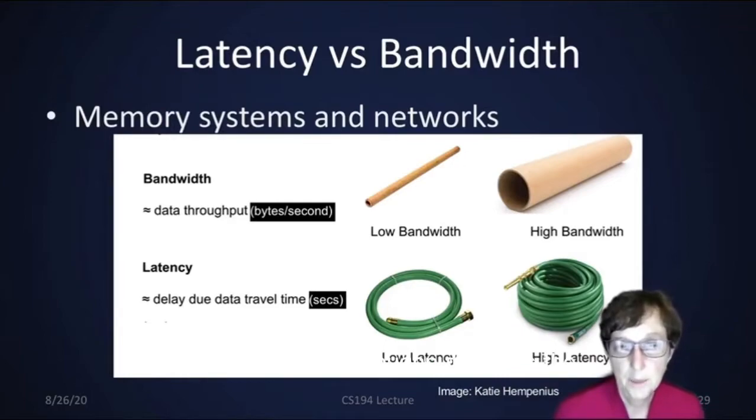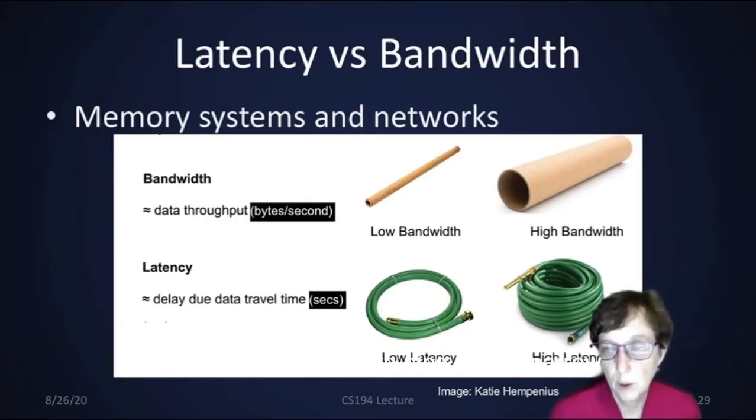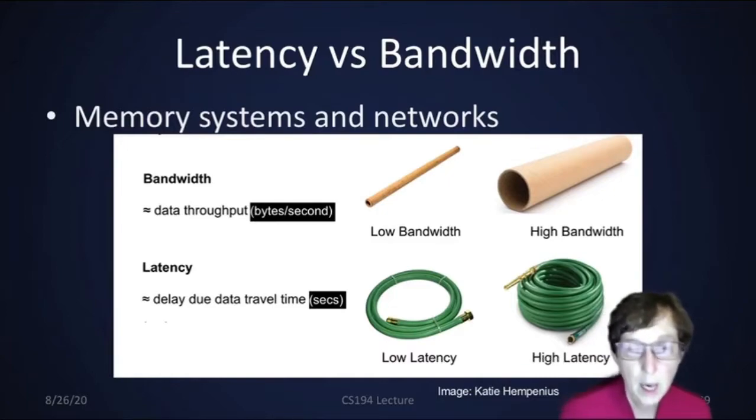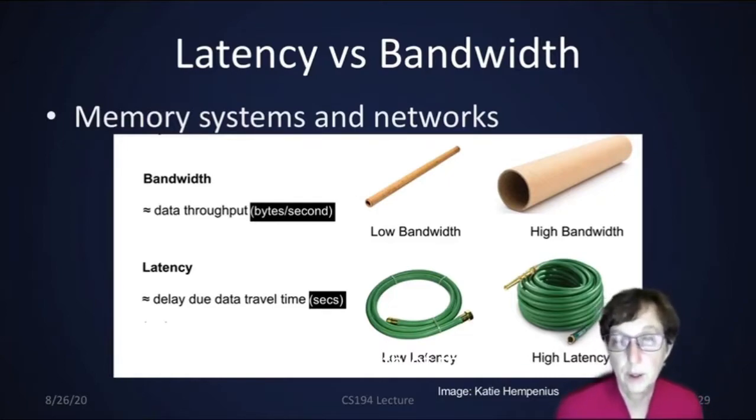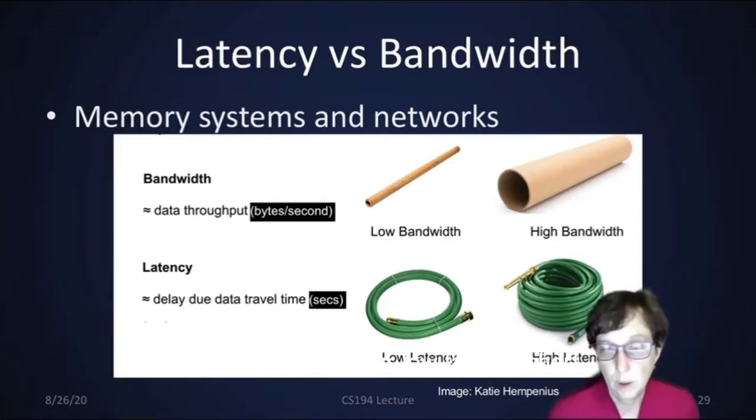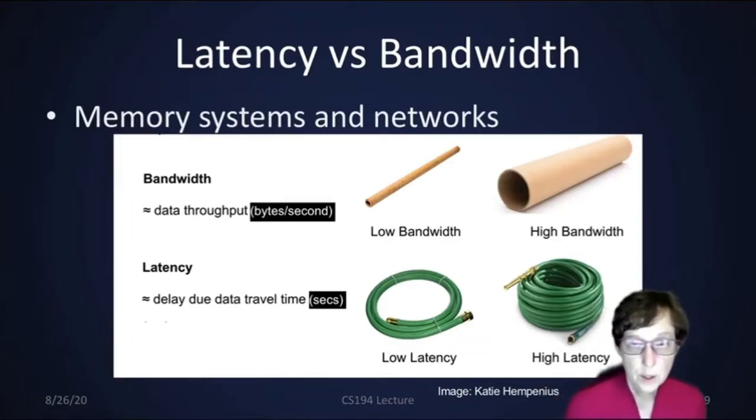And the throughput, then, is the bandwidth, the data throughput: the number of bytes you can get per second. A low bandwidth pipe is very narrow, and a high bandwidth one, of course, is very wide. Whereas the latency is really about the length of the pipe. So we've got our low latency, short piece of hose there versus a higher latency one. You can see that these are really two different aspects of performance, both of which can be very important.